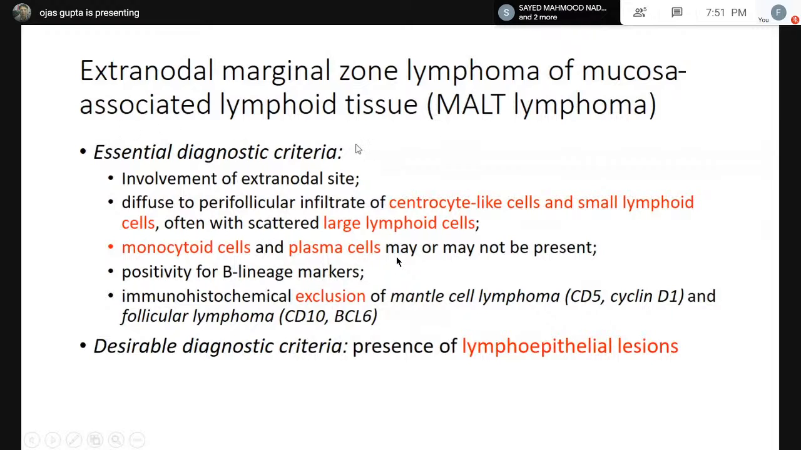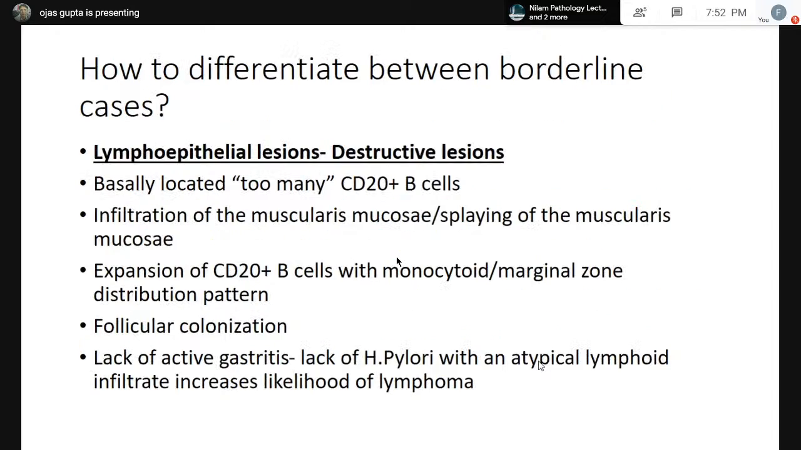So what are the essential diagnostic criteria? Involvement of an extranodal site, diffuse to perifollicular infiltrate of centrocyte-like cells, small lymphoid cells, often with scattered large lymphoid cells. There can be monocytoid cells and plasma cells, which may or may not be present. They will be positive for B lineage markers like CD19 and CD20. Immunohistochemically, we have to exclude mantle cell lymphomas, which are CD5 positive and cyclin D1 positive, and follicular lymphomas, which are CD10 and BCL6 positive. For the desirable diagnostic criteria, if a lymphoepithelial lesion is present, we can say with surety that these are MALT lymphomas. Now, life is not very easy.